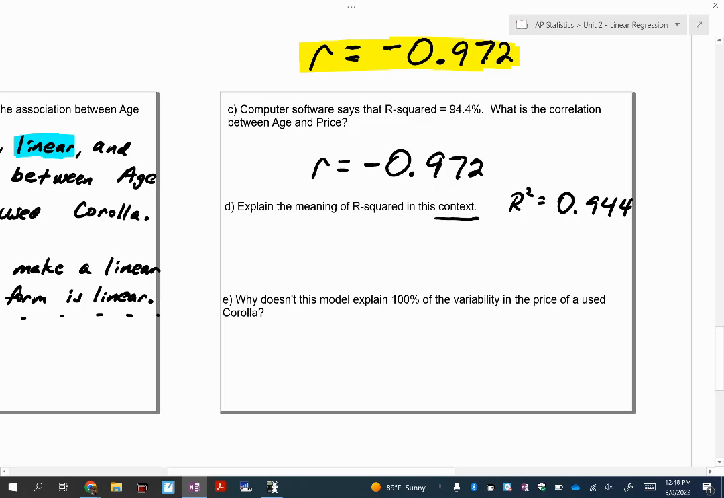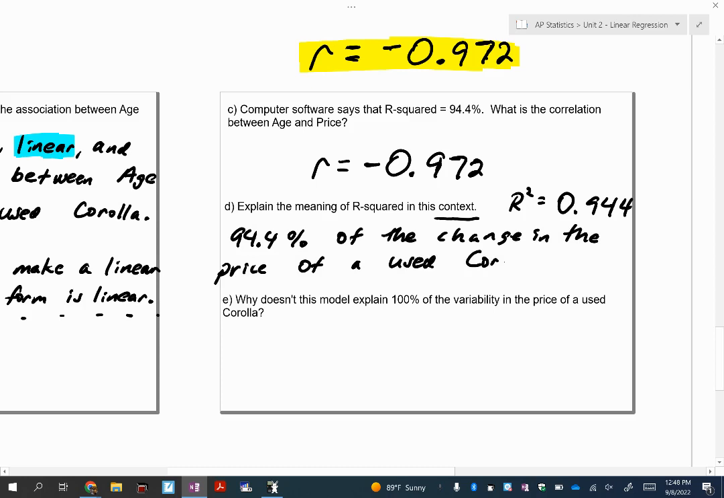So that would be that 94.4% of the change in the price of a used Corolla can be explained by the change in age, so how old it is. We always write R squared as percentages in our statements. All right, and almost 94.5% is really close to 100.